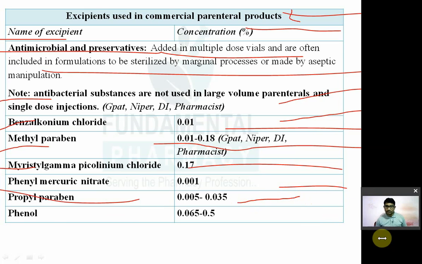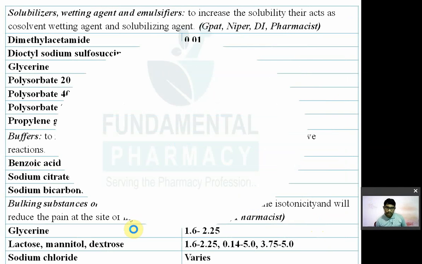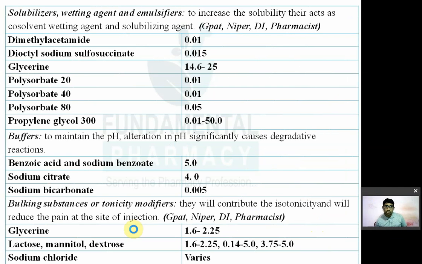Phenol is used in the concentration of 0.065 to 0.5%. So these are the preservatives. Now again you can see over here another additive: solubilizers, wetting agents and emulsifiers.